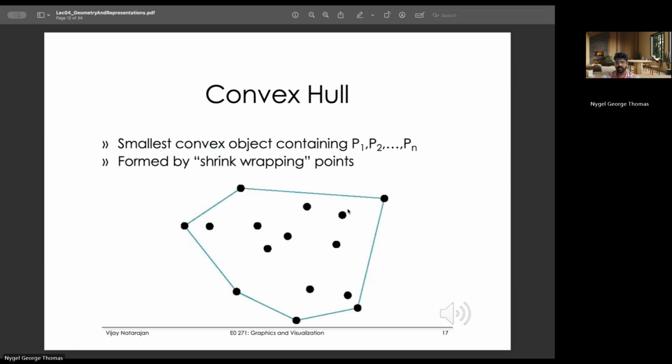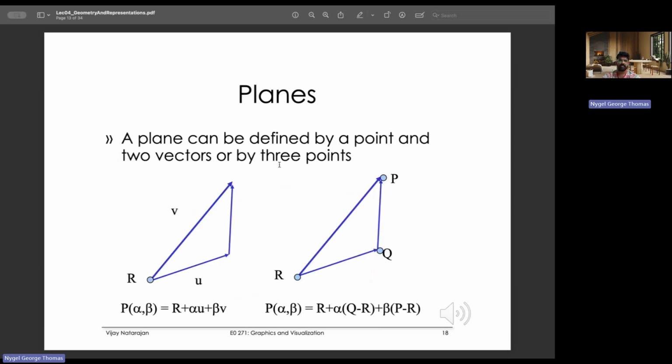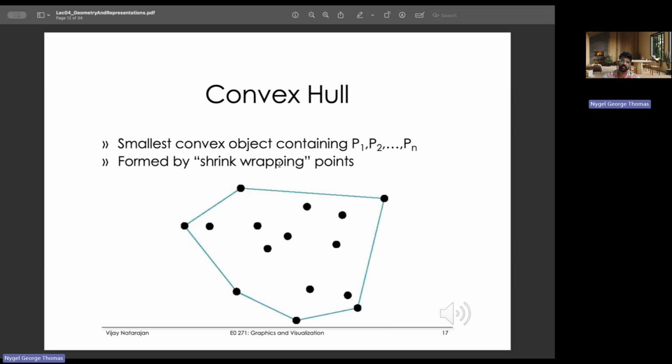We've already seen the convex hull in terms of the definition with respect to points, but geometrically, the convex hull can be viewed as the smallest convex object containing points P1 through Pn. If you have multiple points, the kind of wrap around these points, which contains all of them, can be treated as the convex hull of these points. Okay, that's the discussion about lines. Now we'll look at planes in the next session.